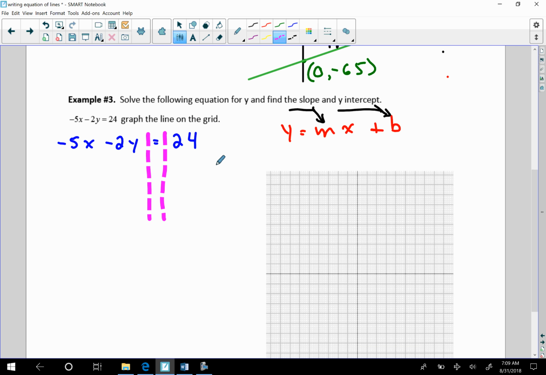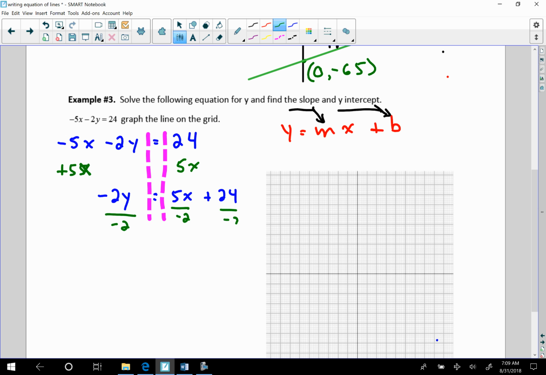I need to get that x on the right side. To get the x on the right side, I'm going to add 5x to both sides. Not 55, 5x. I'm not going to forget this -2y. And I'm going to realize that -2y is equal to 5x plus 24. My next step is I'm going to divide everything by -2.